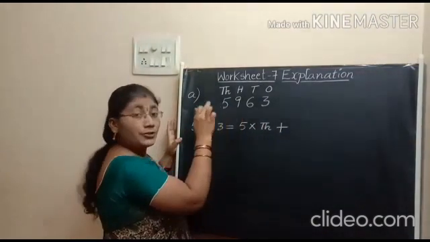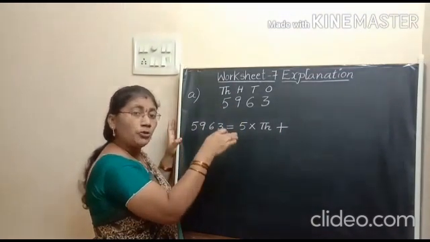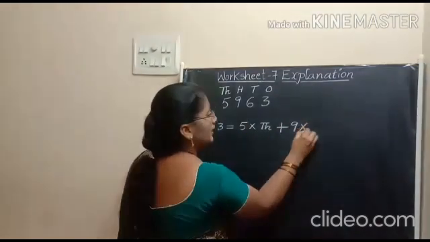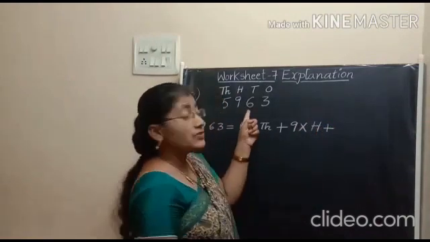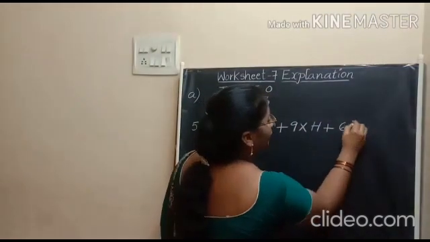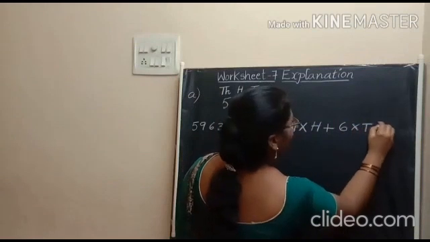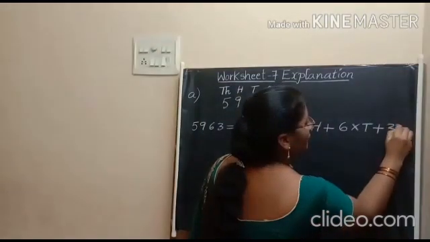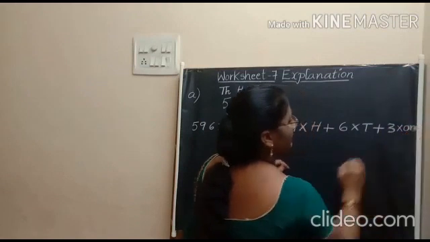Now, place value of 9. Place value of 9 means face value of 9 into its place. Face value of 9 is 9 and its place is hundreds. Plus place value of 6. That is face value of 6 into its place, tens. Next, place value of 3. 3 into ones. It is in ones place.